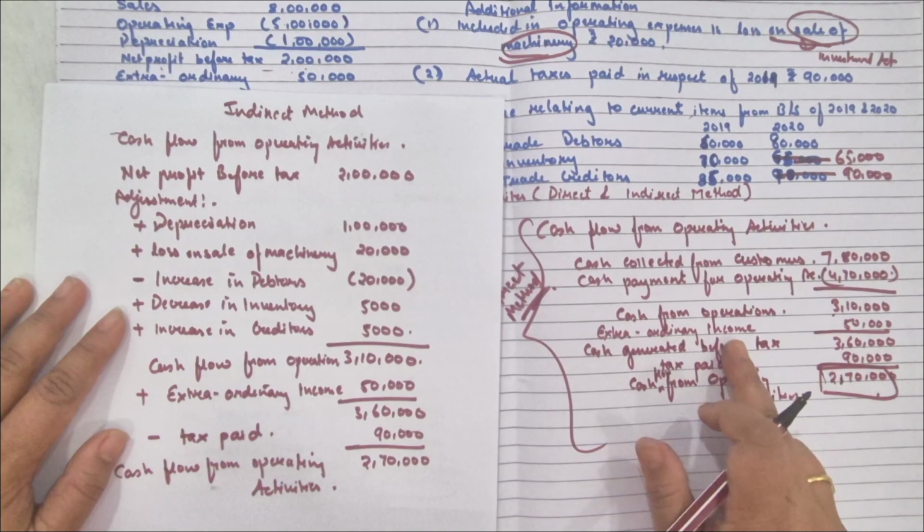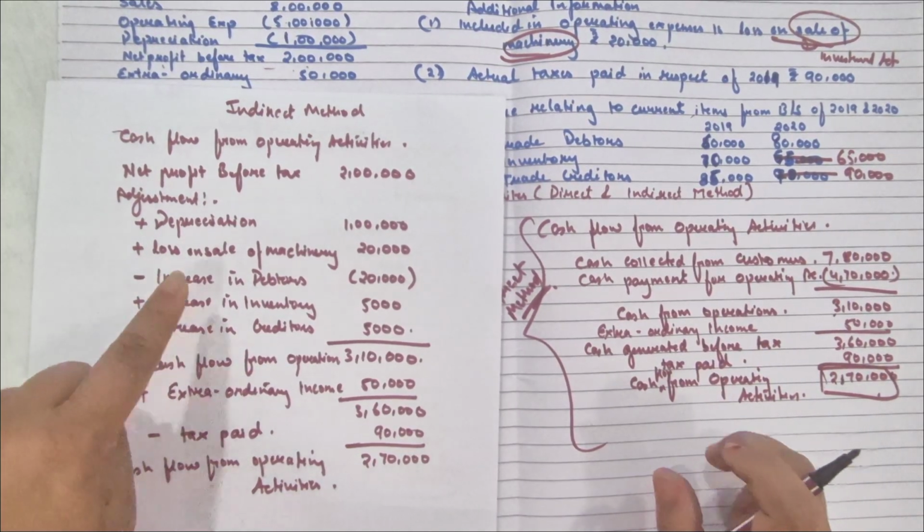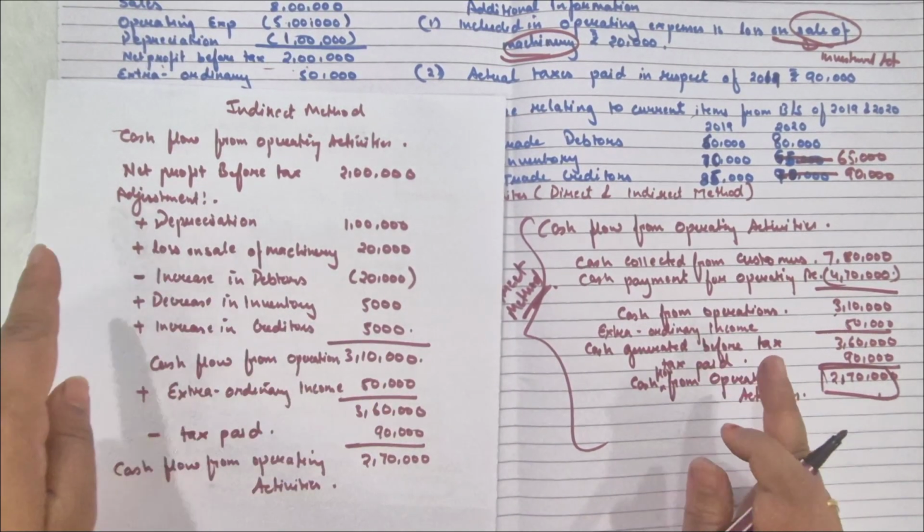I hope now you are clear on how to calculate cash flow. I have taught you one way from the direct method and one from the indirect method. The same question I have taken and solved in two different ways.